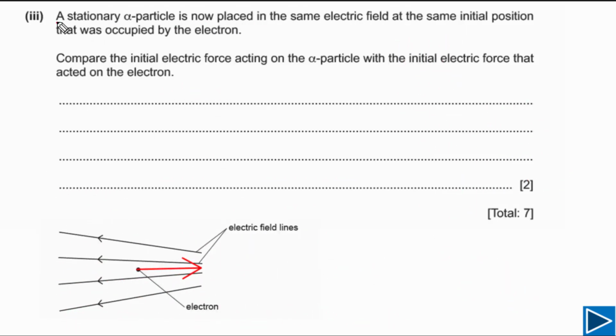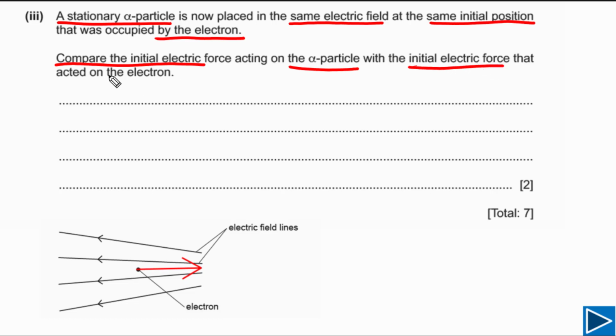For this part, it is given to us that a stationary alpha particle is now placed in the same electric field at the same initial position that was occupied by the electron before. Question is asking us, we need to compare the initial electric force acting on the alpha particle with the initial electric force that acted on the electron. In order to compare this one, first thing we need to understand what is given.